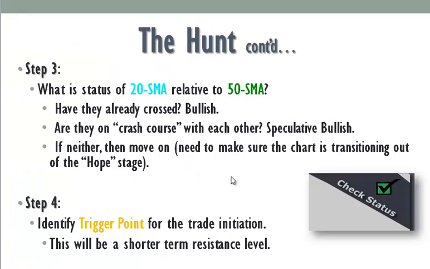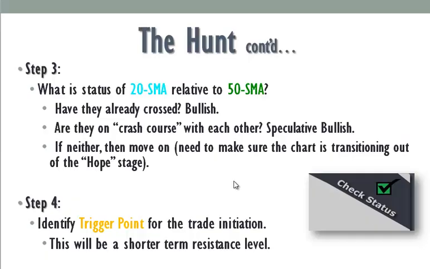And then what is the status of our 20 SMA relative to the 50? If they've already crossed, bullish, awesome. If they're on a crash course, then we have a speculative bullish status. If neither, and they don't look like they're going to cross, then, well, the 50 is not going to be uptrending because this is a dormant volcano. So what I meant to say was, if the 20 SMA isn't really uptrending or anything, then we're still a little bit too early in the hope stage probably, so we just need to move on.